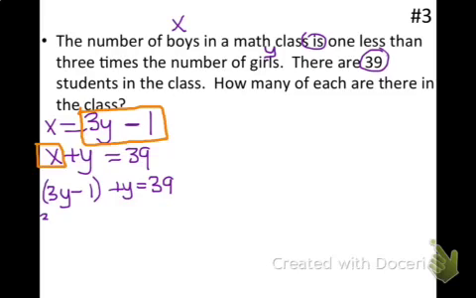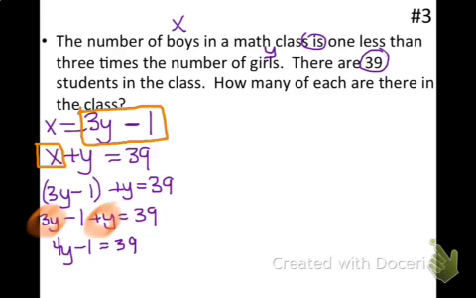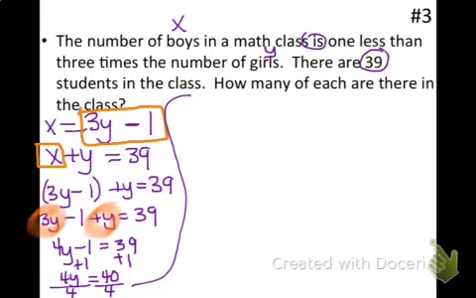Then when I simplify that, I get 3y minus 1 plus y is equal to 39. Combine like terms. You see that you have the 3y and the plus y. So that gives you a total of 4y minus 1 is equal to 39. Add 1. 4y is equal to 40. Divide by 4. And that gives you y is equal to 10.